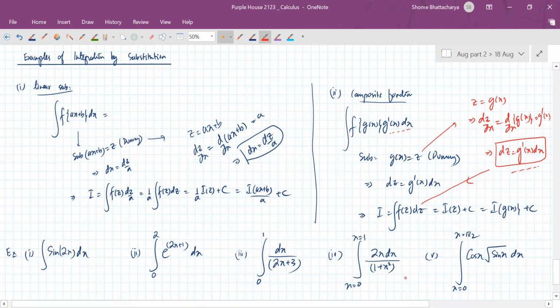Sir, how will we come to know whether a function is linear or composite? You should be able to recognize it in the function, because a linear function always has maximum power of x as 1, whereas a composite function is a function of a function, f of g(x), right?